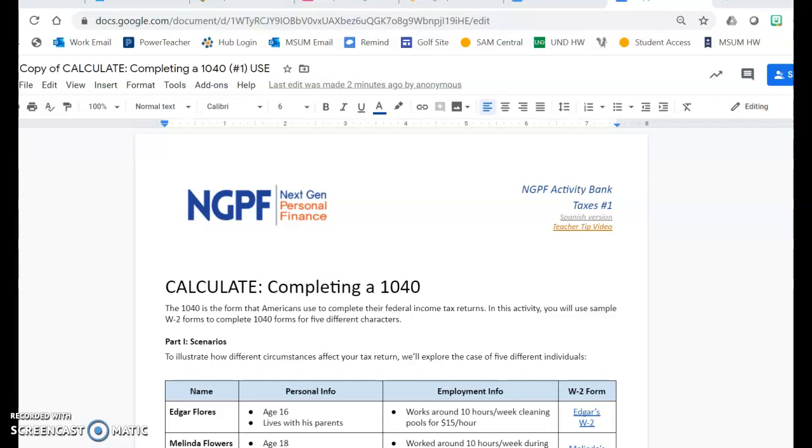So MIA students, today we are going to do an activity where we are actually going to be completing a 1040 form. And again, a 1040 form is a form that Americans use to complete their federal income taxes. We are going to actually complete some 1040 forms. We will do one together, and then your assignment is going to be to complete this activity. And we'll talk about what completing the activity is going to look like in a second.